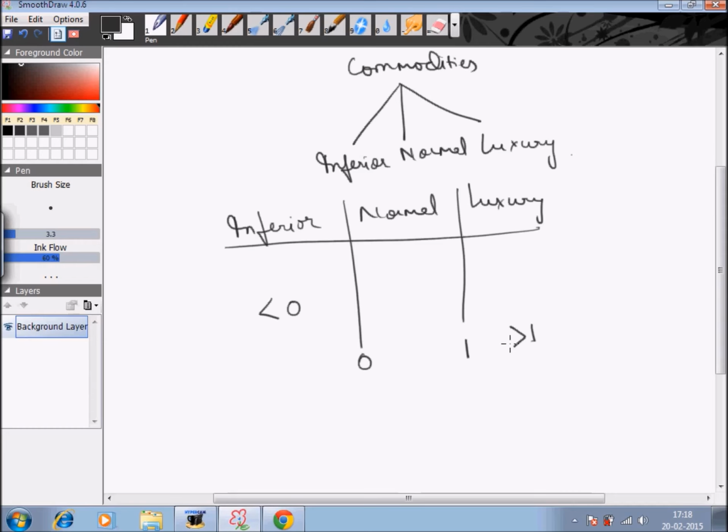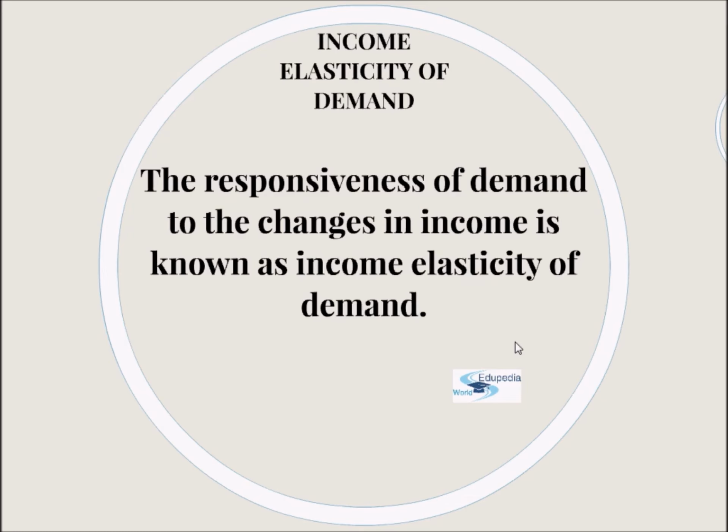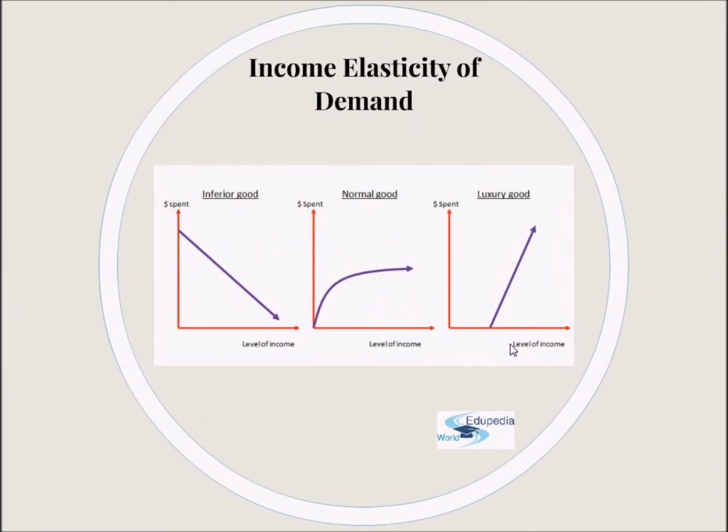Now when we graphically denote it, we see that in case of inferior goods, because the income of the consumer is inversely related to the demand of inferior goods of the consumer, there is a curve which is negatively sloping. The level of income is increasing, the demand for inferior goods is decreasing.